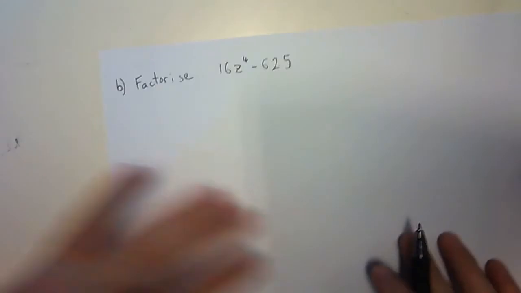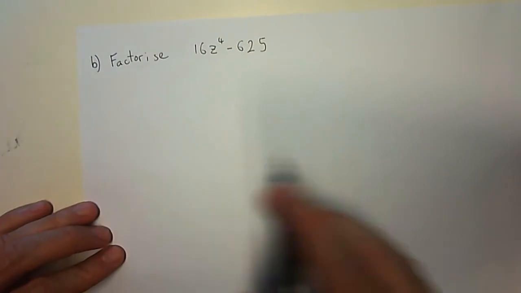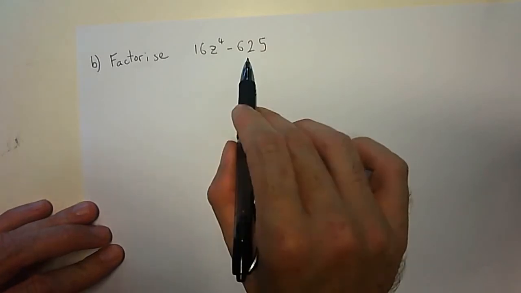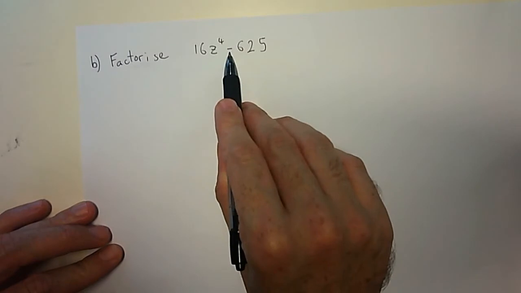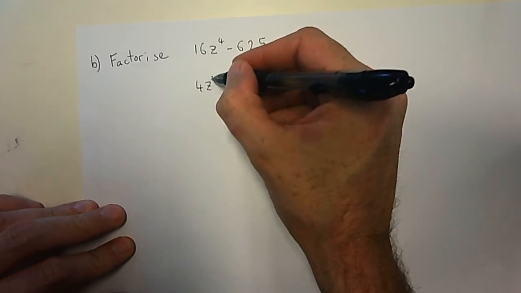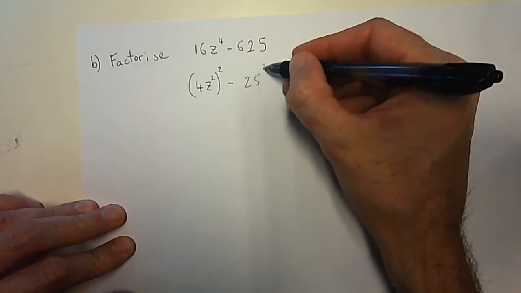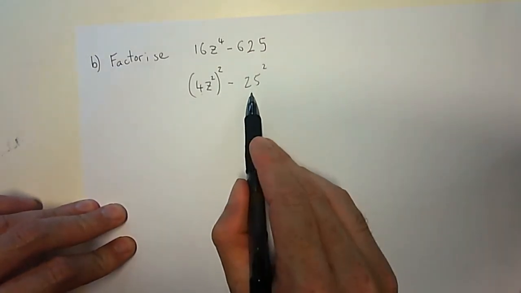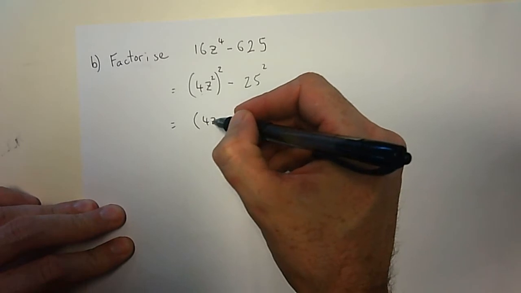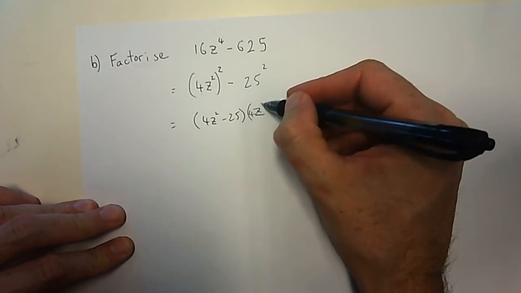So I've got: factorise 16z to the power of 4, take away 625. First of all, I always look for a common factor between these two terms and bring that out, and there isn't going to be one. So the next step is, since I've got a take away here, I should be thinking there's probably a difference of 2 squares happening. So I could rewrite this as (4z squared) in brackets squared, take away 25 squared. Now I have the difference of 2 squares, so I'll factorize using that idea. I have 4z squared take away 25, 4z squared plus 25.